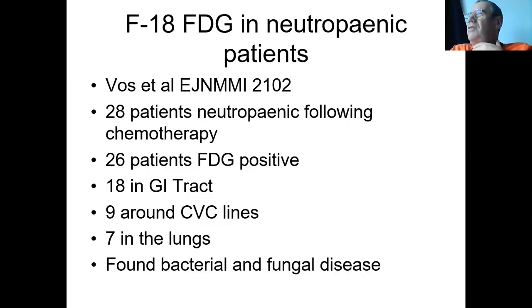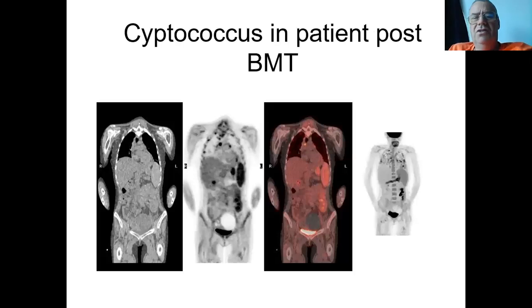One of the big advantages of FDG PET is that you can use this in patients who are neutropenic, and this is work that was done from the Netherlands, looking at 28 neutropenic patients following chemotherapy. Of these, 26 had a positive FDG PET, and they were either in the GI tract, around injection wounds, or in the lungs. And you could find both bacterial and fungal infections.